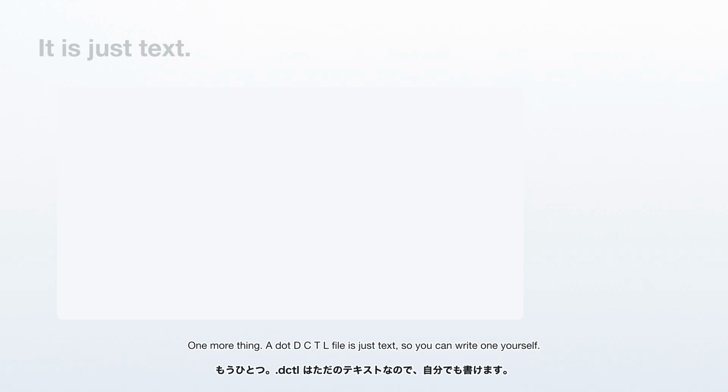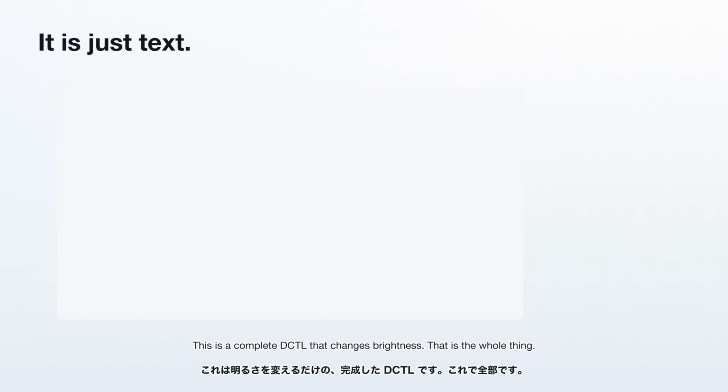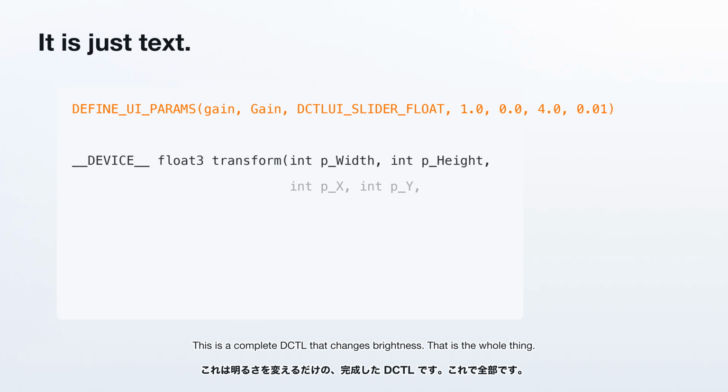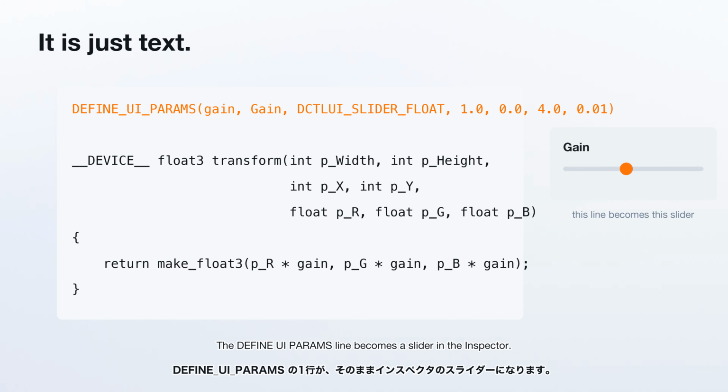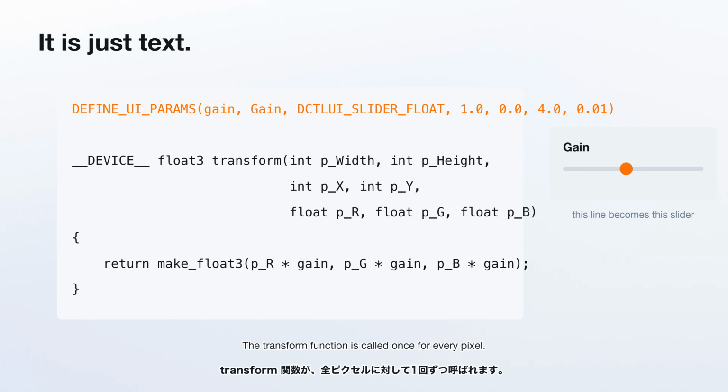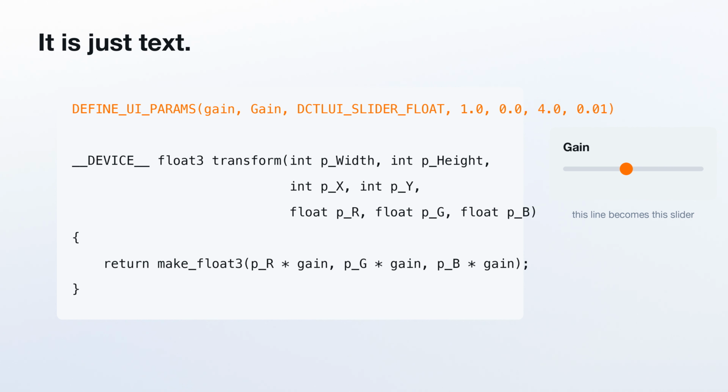One more thing. A .dctl file is just text, so you can write one yourself. This is a complete DCTL that changes brightness. That is the whole thing. The define UI params line becomes a slider in the inspector. The transform function is called once for every pixel. Save it, press Update Lists, and it is your tool.